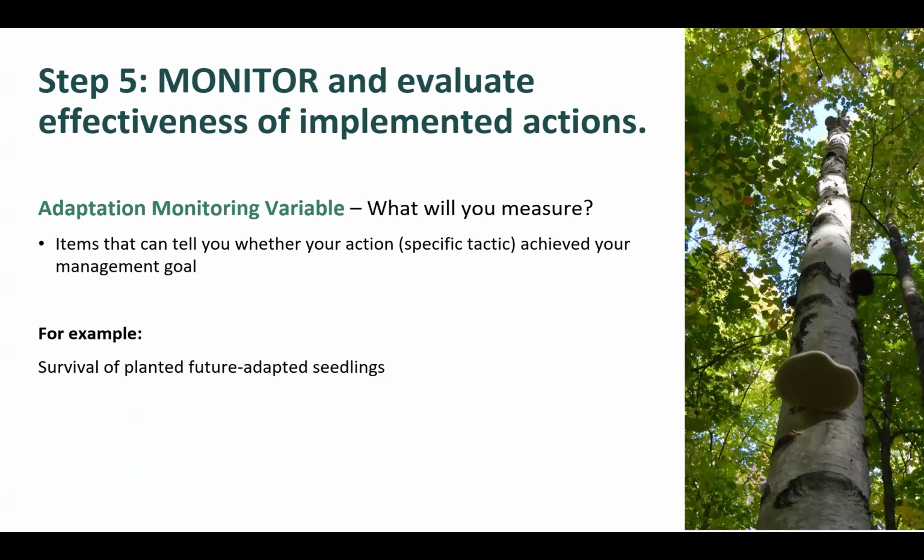In this step in your adaptation workbook, you will first define your monitoring variable. Identify monitoring variables that will reveal whether a specific management tactic is achieving your management objectives, or whether you're reaching a milestone that indicates progress towards your goal. This variable should help to answer your monitoring question. For example, if your tactic is to establish future adaptive species that are suitable for your system, you may choose to monitor the survival rate of those particular seedlings. This might be different from your standard regeneration surveys in that you are monitoring at a higher density or more frequently than usual.